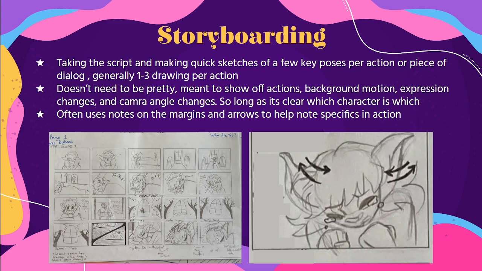You could do this by color coding characters, again, if you have multiple pens or something like that. Often the margins of the page get used for notes or for dialogue, and arrows help notate direction, such as here I'm showing that the character is shaking his head back and forth.